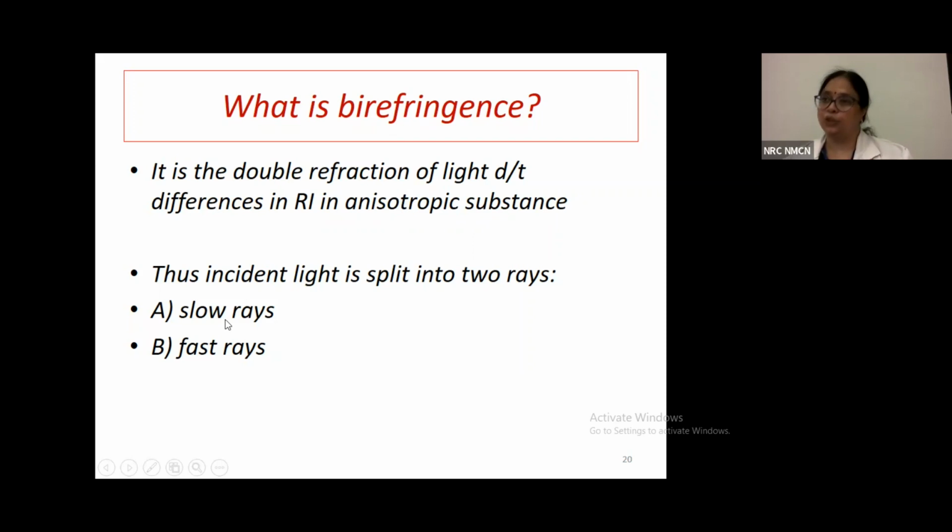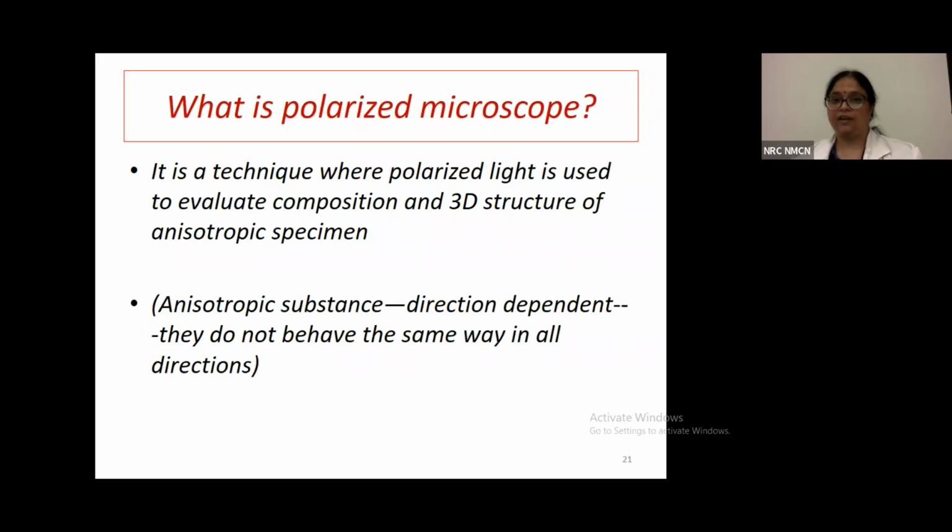One is called a slow ray and the other is called a fast ray. So this polarizing microscope uses polarized light to evaluate the composition, and it overall gives a 3D structure of this anisotropic specimen.